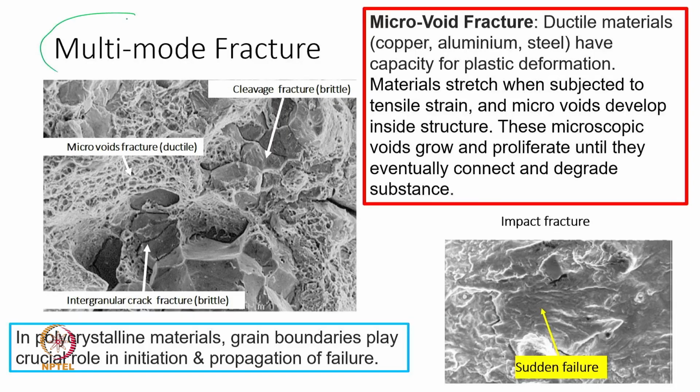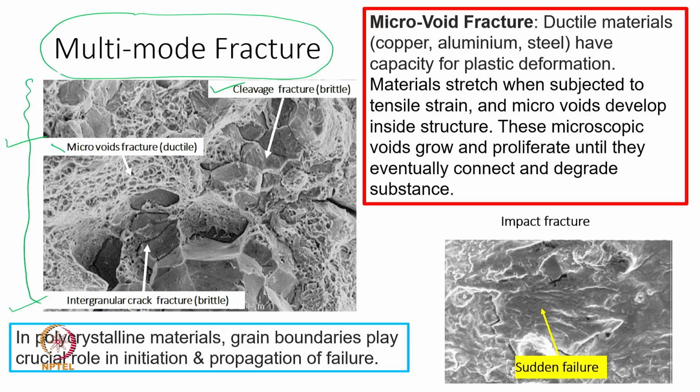So, let me start this lecture with the multi-mode fracture, because most of the time we find a multi-mode fracture, not a single mode fracture. This is also a SEM image which I showed in the earlier lecture. What we showed there was the microvoid fracture, the intragranular crack fracture, and also the cleavage fracture. So, in one fractured surface we are able to observe the microvoids, the cleavage, and the intragranular crack fracture.